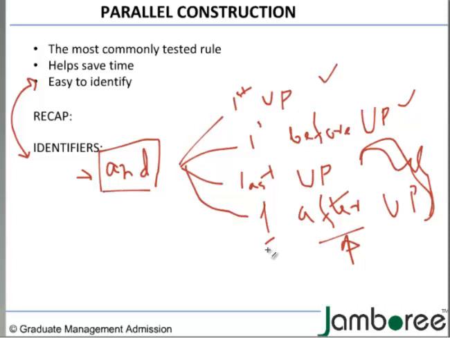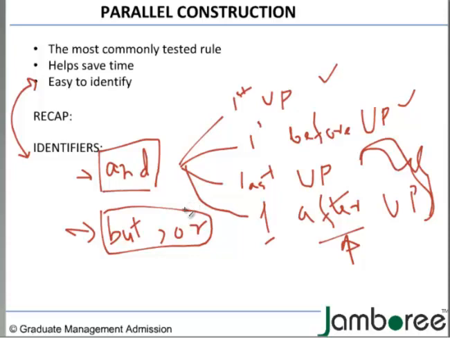I'm not saying that that is the only rule that will be used. There may be other rules also, but there's a very high probability that you will be able to eliminate 2 to 3 options using parallel construction. Then there are words such as "but" and "or". These are not as common as "and", but still important, and their appearance in the same 4 locations also indicates that you have parallel construction.